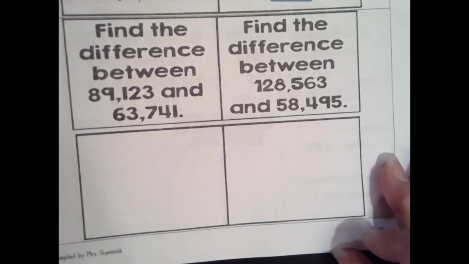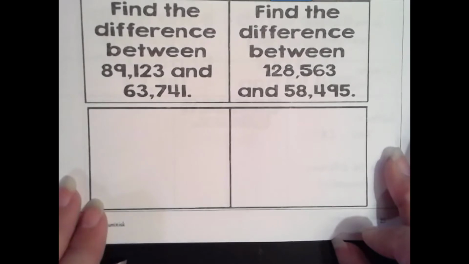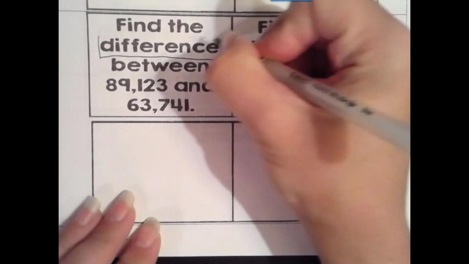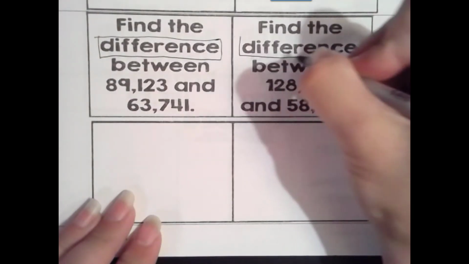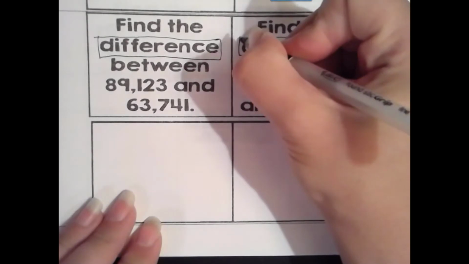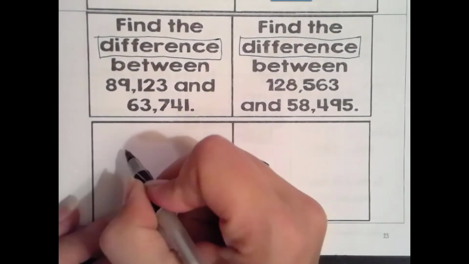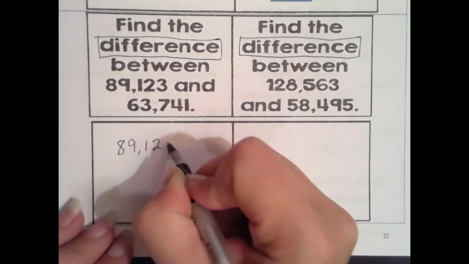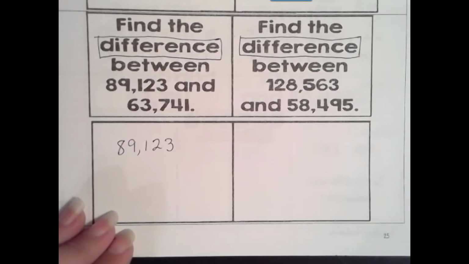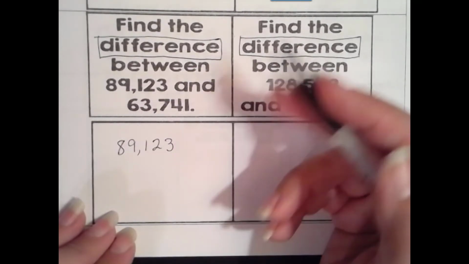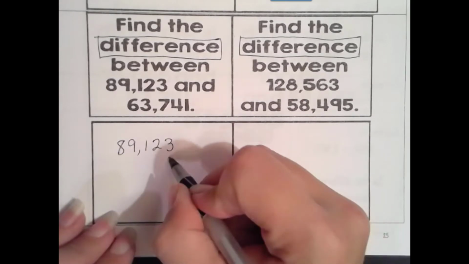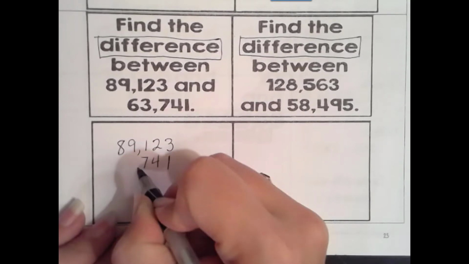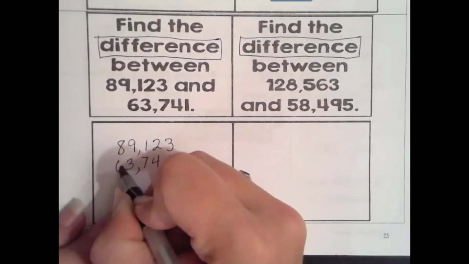And then I'm going to look back at my estimates and see if my answer is reasonable or not. So here we're finding the difference. I'm going to put down my 89,123. That's my minuend, and then my subtrahend I'm going to put underneath. I line up from the ones. So 1, 4, 7, comma, 3, 6.